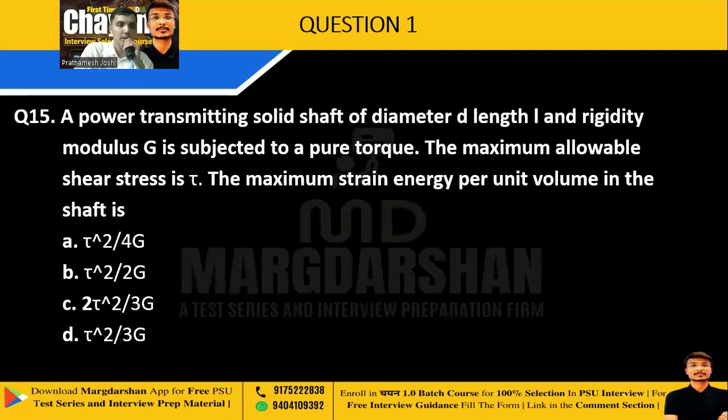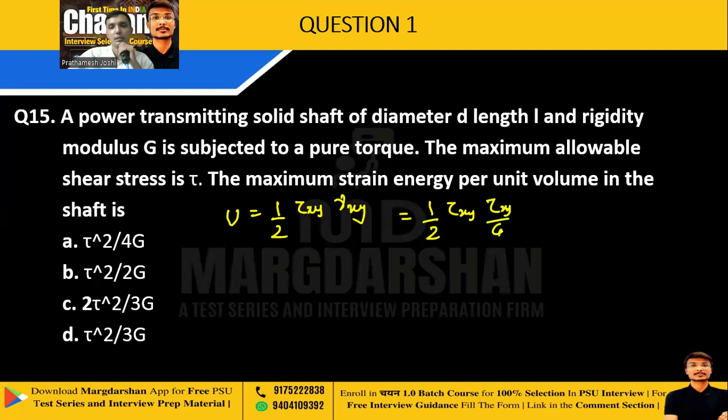This was easy, okay. 15. A power transmitting solid shaft of diameter D, length L and rigidity modulus G, is subjected to a pure torque. The maximum allowable shear stress is tau. The maximum strain energy per unit volume in the shaft is? We can write the maximum strain energy U is equal to 1 by 2 tau xy into gamma xy. This is a standard formula. And for gamma, we may write it as tau xy upon G. So this should be given as tau square upon 2G, U maximum.